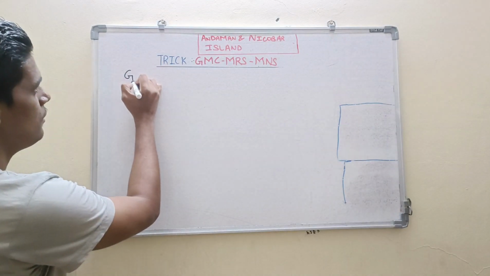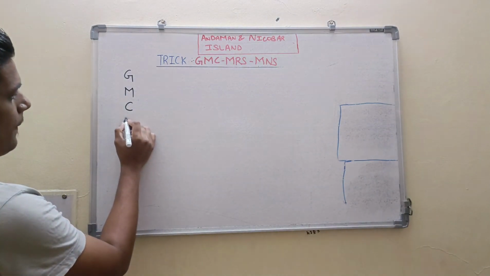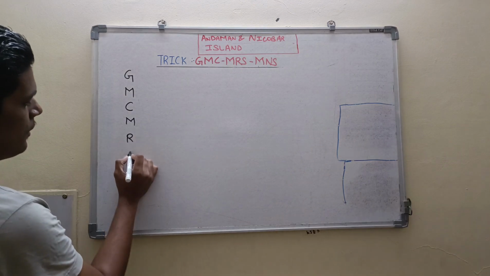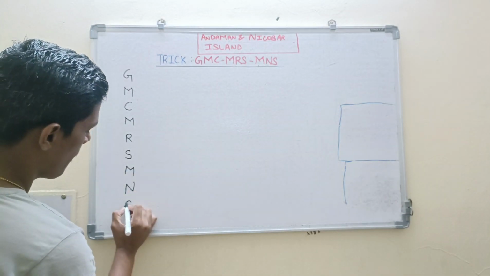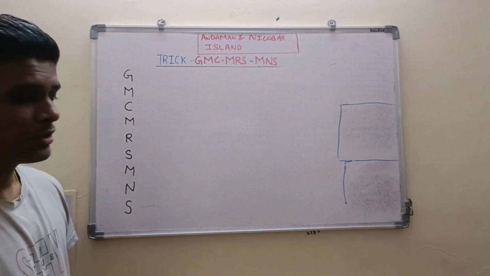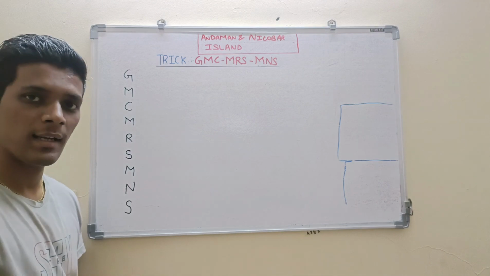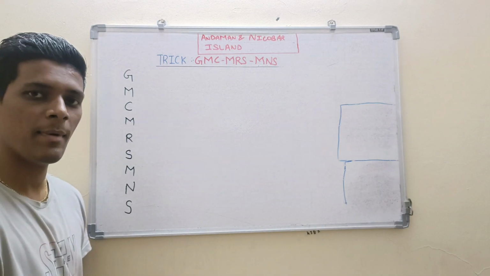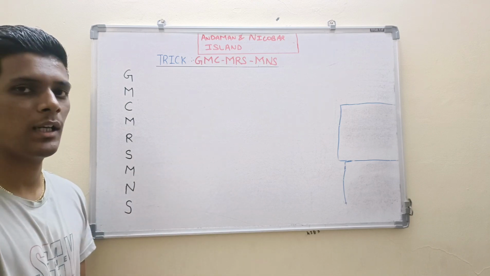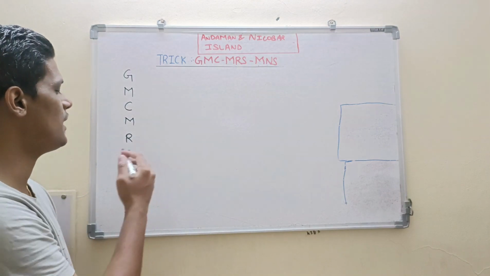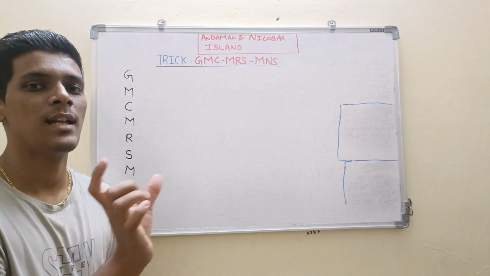G M C M R S M N S. First of all, just learn this code by heart: GMC MRS MNS. GMC MRS MNS. It is very easy compared to the national park names. It is very easy to learn by heart. GMC, MRS and MNS. Now learn what each letter stands for.